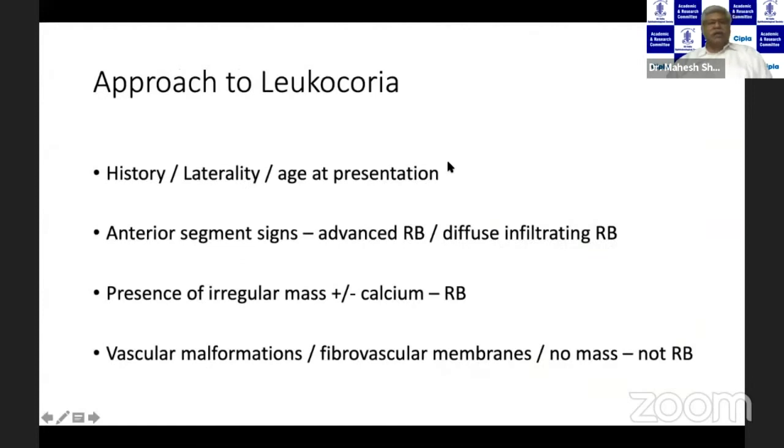To summarize, the approach to leukocoria: history, laterality, and age of presentation give us clues as to what could be the cause of leukocoria. Look for anterior segment signs, which are usually not there in early retinoblastoma, except in diffuse infiltrating retinoblastoma. Presence of an irregular mass, with or without calcium, is retinoblastoma. Presence of vascular malformations, fibrovascular membranes, no mass is not retinoblastoma.